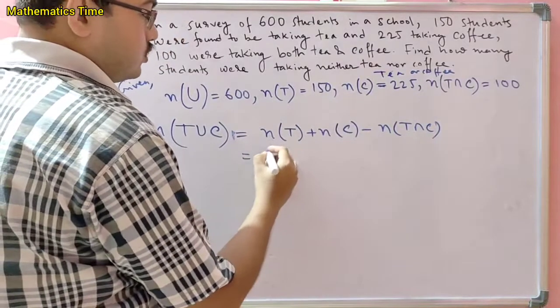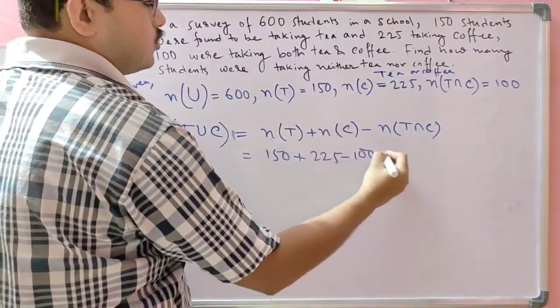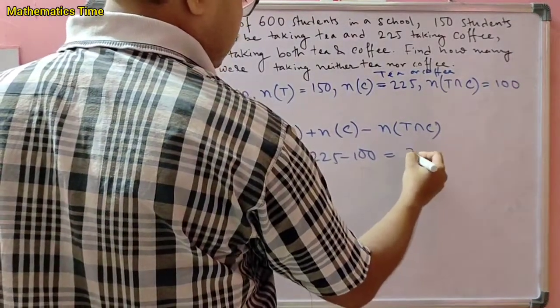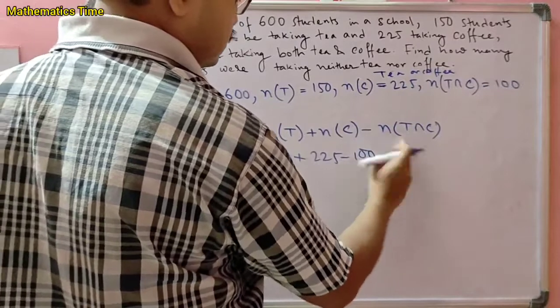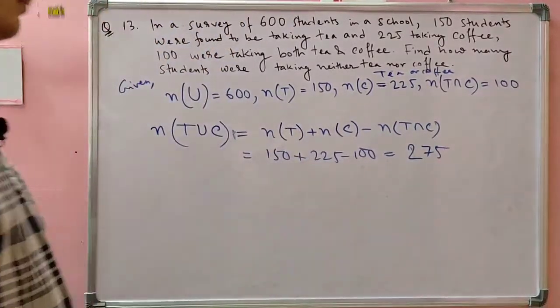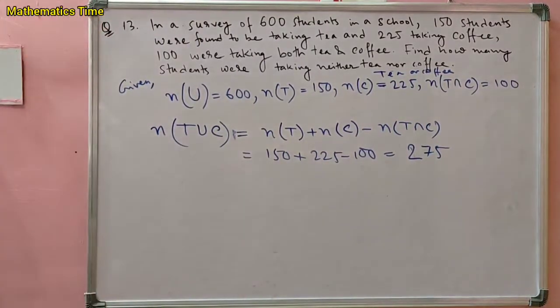We are putting in the values: this is 150, this is 225, and this is 100. So we can calculate this. 150 minus 100 is 50, and 50 plus 225 is 275.